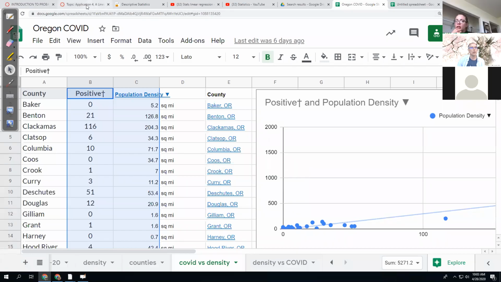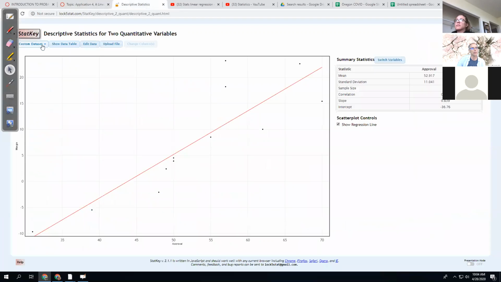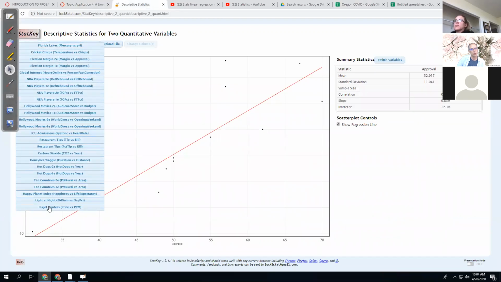Okay, so backing up, repeat, I am talking about ideas related to application 4 here. You have to go out to StatKey and pick one of their data sets. And you decide on the data set. If you don't know what the variables mean, then you should ask me. Like if you find the honeybee waggle interesting, but you don't know what they mean by distance and duration, then send me a note and I will send you descriptions of those variables. I've looked up most of these, but not all of them.